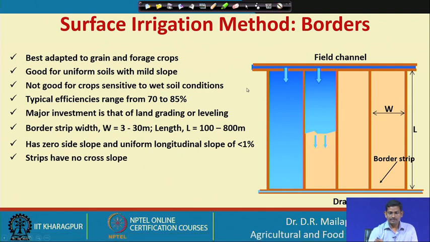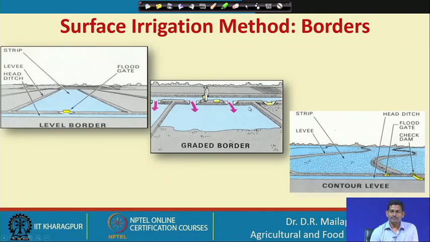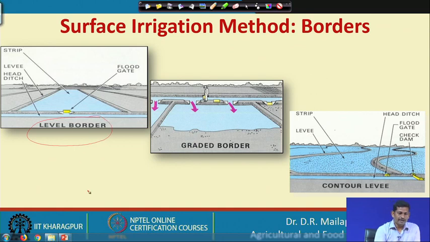So, next, what are the types of these borders? The borders could be level borders. Here this is called a level border. Here the slope is almost flat, and this is the border strip where you are going to grow the crop inside. Okay. And levees, and a head ditch, and this is the flood gate where you release water to the border strip.